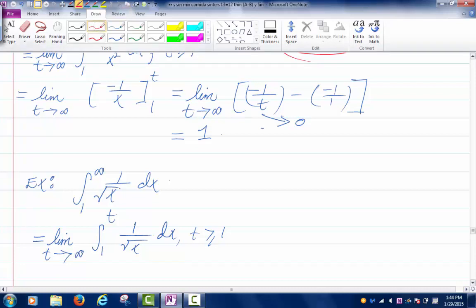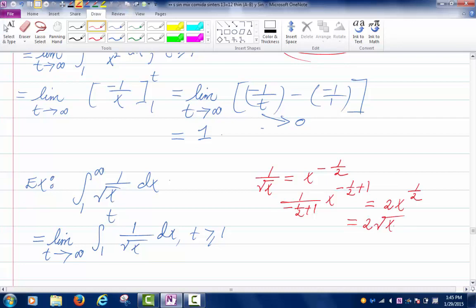Now this time, I need to know the antiderivative of 1 over root x, right? Is 1 over root x the same as x to the negative half? You agree? All right, so what's the antiderivative? It's 1 over negative half plus 1, x to the negative half plus 1. What is that equal to? 2 x to the half, which is the same as 2 root x, right? Everybody's okay with that? The antiderivative of 1 over root x is 2 root x. You guys agree with that? Yes? Okay.